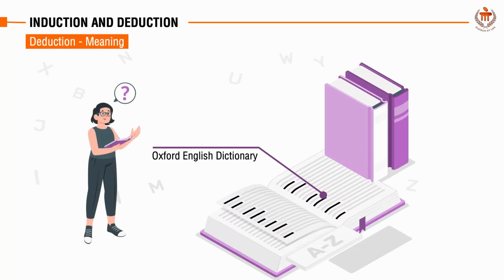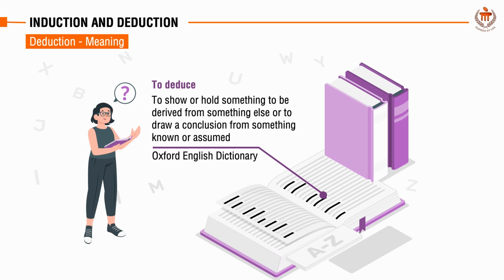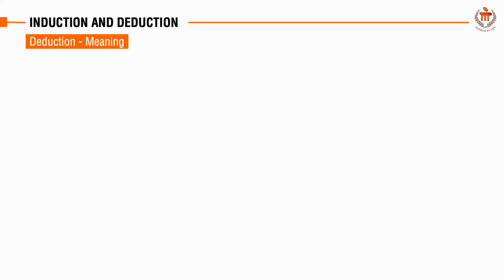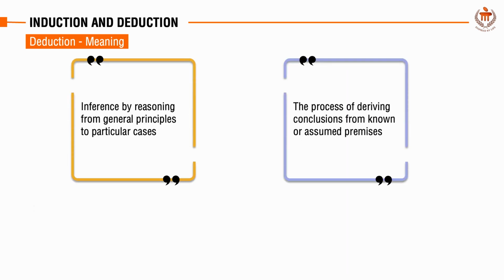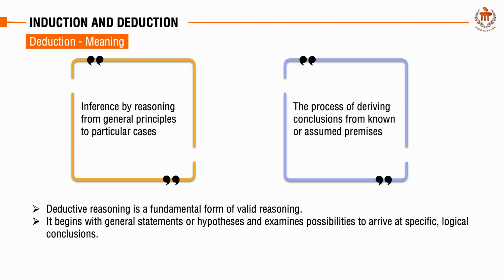Now, let us understand the concept of deduction. The dictionary defines to deduce as to show or hold something to be derived from something else, or to draw a conclusion from something known or assumed. Deduction is thus inference by reasoning from general principles to particular cases, or the process of deriving conclusions from known or assumed premises. Deductive reasoning is a fundamental form of valid reasoning. It begins with general statements or hypotheses and examines possibilities to arrive at specific logical conclusions.